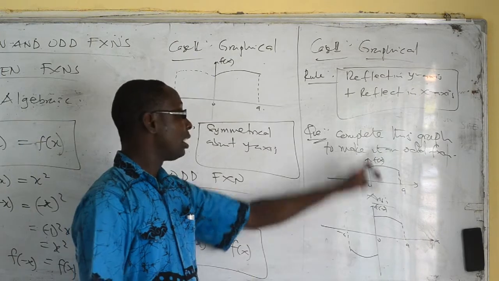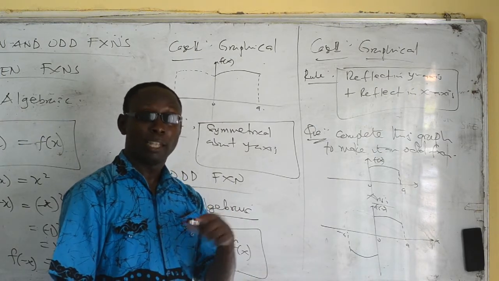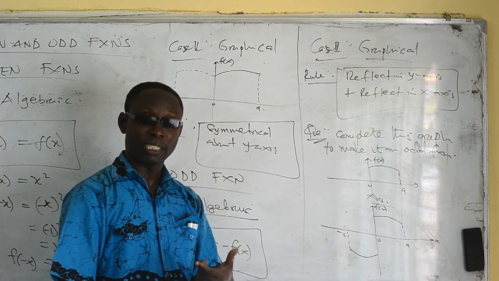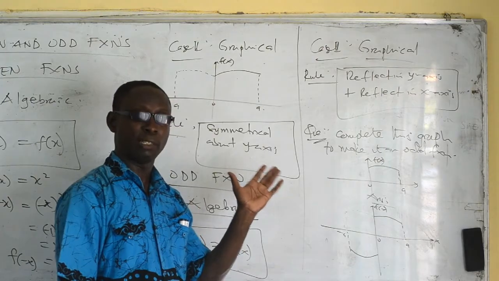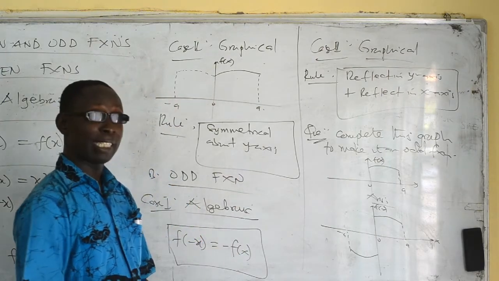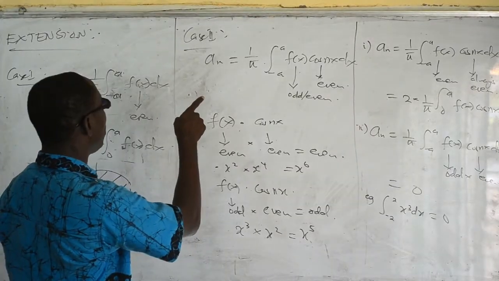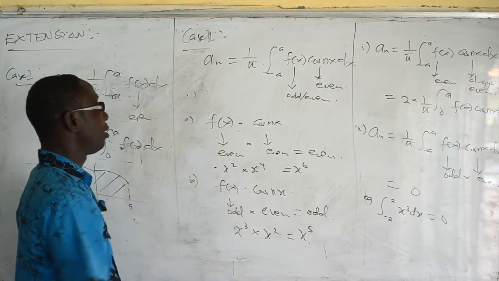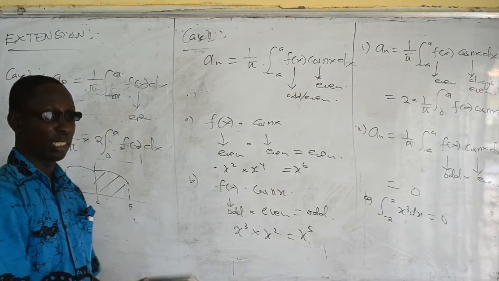Note it carefully. The rules are very important. I've given you both the algebraic definition of an odd function and even function, and also a graphical representation of that. We need it to do Fourier series problems. Any question? Okay, let's continue. We do case 3, then we pick the entire question because we may need these deductions.